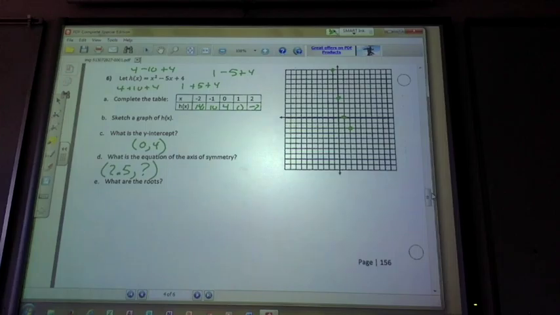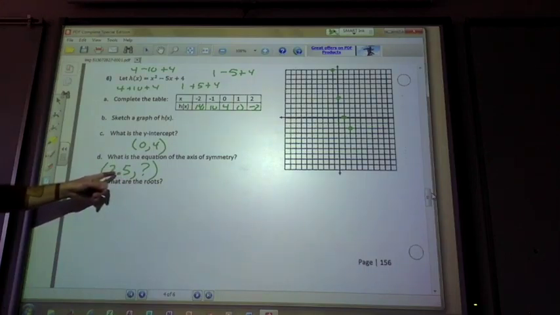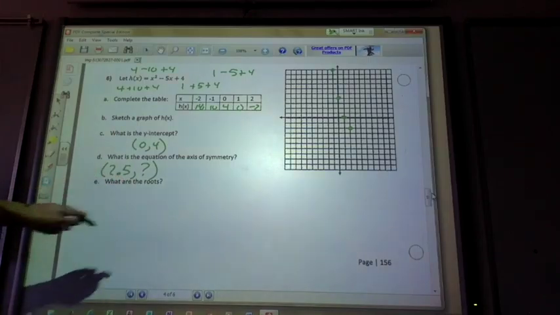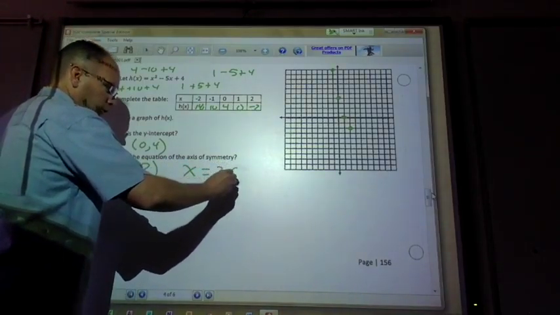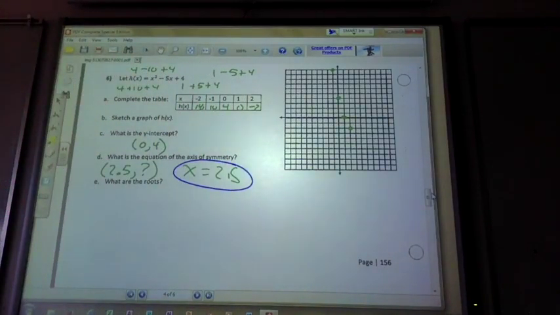The axis of symmetry is always x equals what? Wait, so it would be the same on the other side, wouldn't it? Yeah, so the axis of symmetry is -2, no, the axis of symmetry is just x equals something. X equals 2.5. So the axis of symmetry is the x component of the vertex.